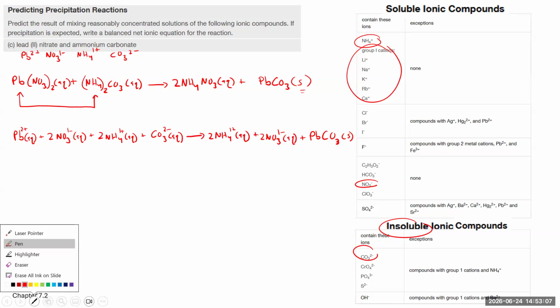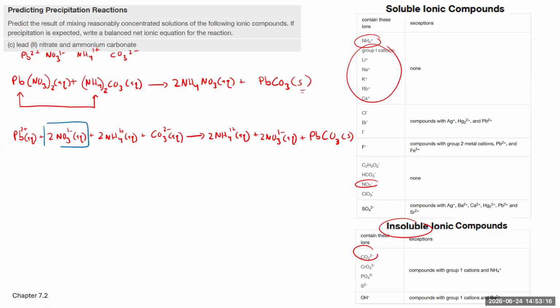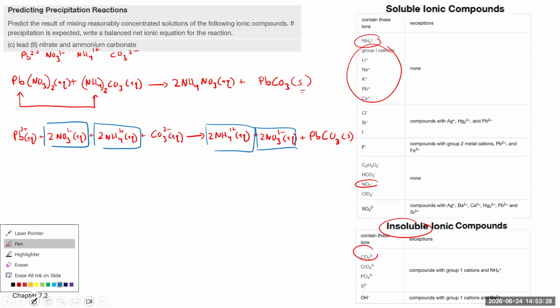All right. Box up all the stuff that's the same on both sides with a different color. So nitrates are the same on both sides. It has to have the same number, the same charge, the same state, everything, right? So we can't just box up things that are similar. They have to be exactly the same. So let's write this out. Everything that's left over is going to be our net ionic equation.